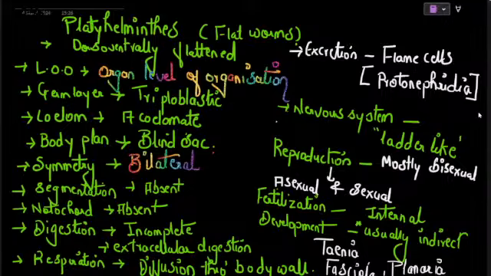Okay, the next phylum is Aschelminthes. So why is Aschelminthes important? It is the only phylum which shows false coelom, false body cavity, which is known as pseudocoelom. So you will see pseudocoelom only in Aschelminthes, but from Annelida onwards you can see true coelomates. So be careful whenever you study Aschelminthes, also known as Nematoda.